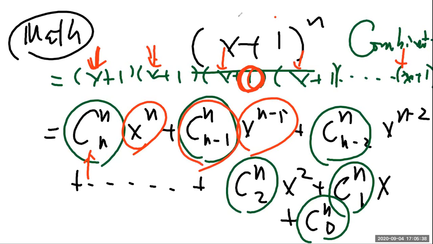Is that okay? Then we need to study the combination numbers, and then we will be able to solve this one. And it happens to be the Pascal triangle. The coefficients happen to be the Pascal triangle.